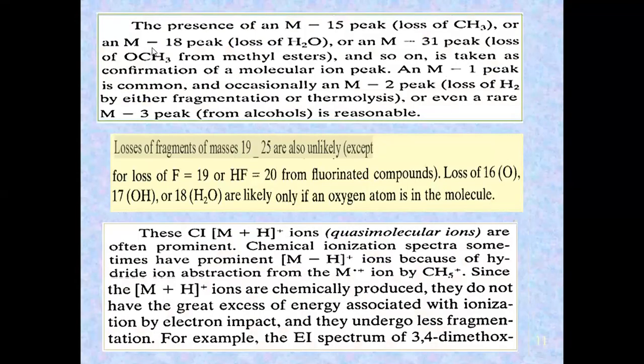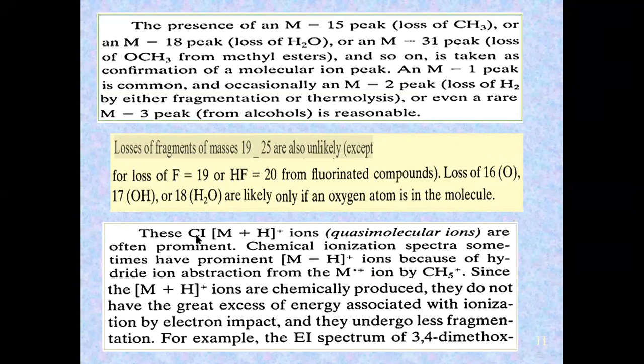If I have a peak equal to 18, and I have a compound which consists of a hydroxyl group, 18 means there is a probability for dehydration, for losing of a water molecule. If I have a peak at 31 and my compound consists of a methoxy group, that means I'm going to lose this methoxy group. In the case of a halide, I get a peak which refers to the halide itself. Like in the case of fluoride, I'm going to have 19, or for hydrogen fluoride, I'm going to lose 20. If the compound consists of oxygen, like in the case of alcohol or carboxylic acid, I should keep in mind that there is a probability for the loss of a hydroxyl group, which equals 17, or water, which equals 18.